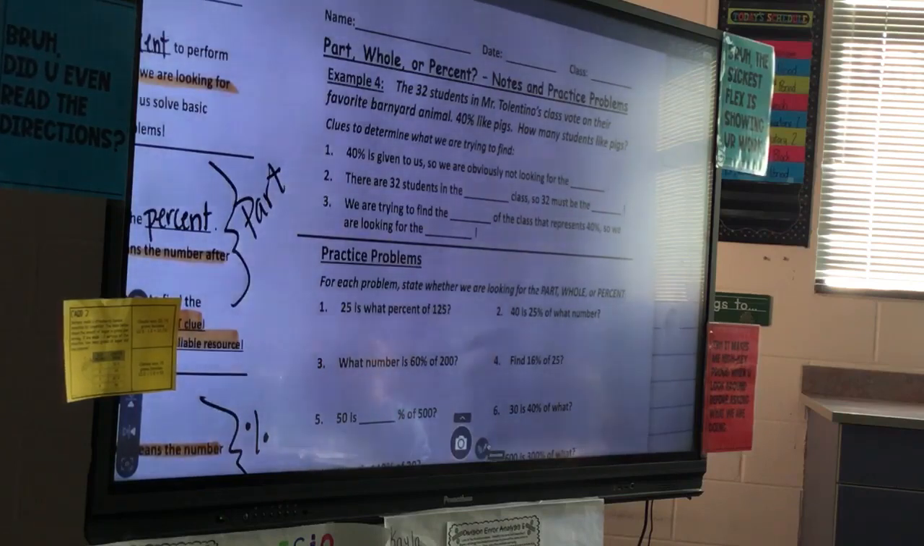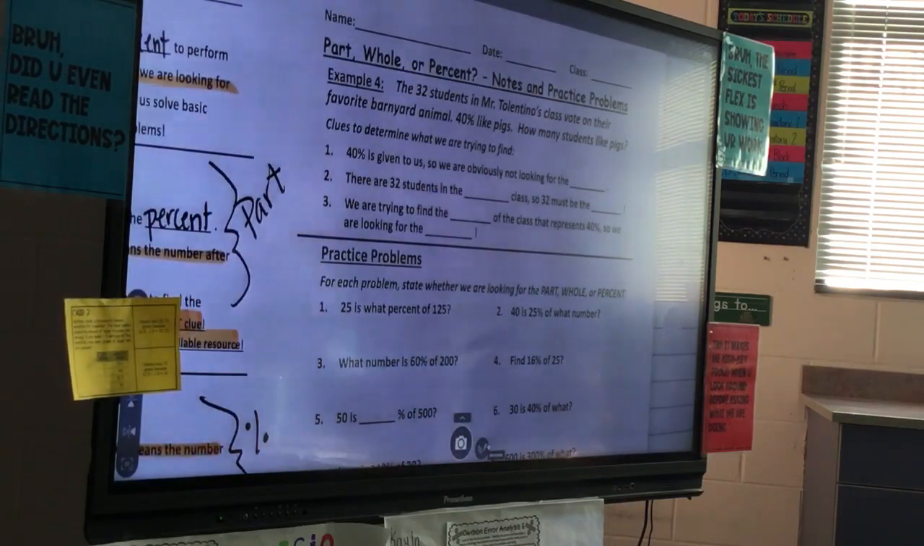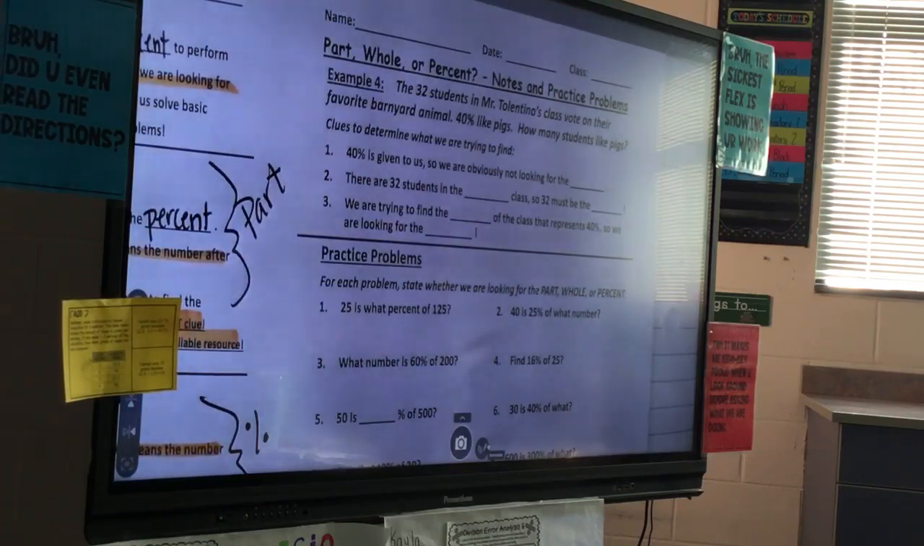The 32 students in Mr. Talentino's class vote on their favorite barnyard animal. 40% like pigs. How many students like pigs? Okay, first and foremost, I want you to annotate that word problem. So you do it and then stand up when you're done.